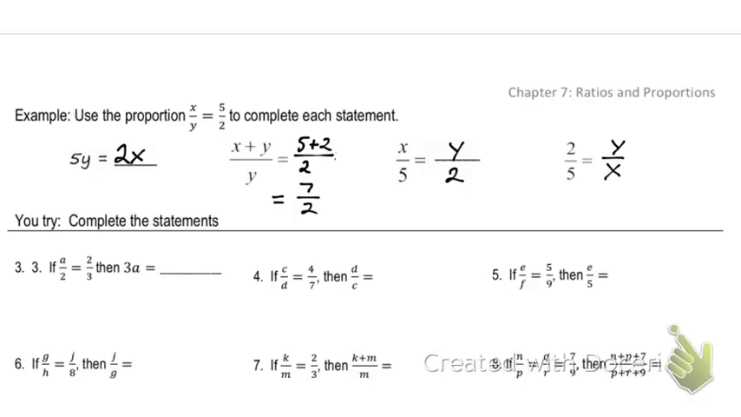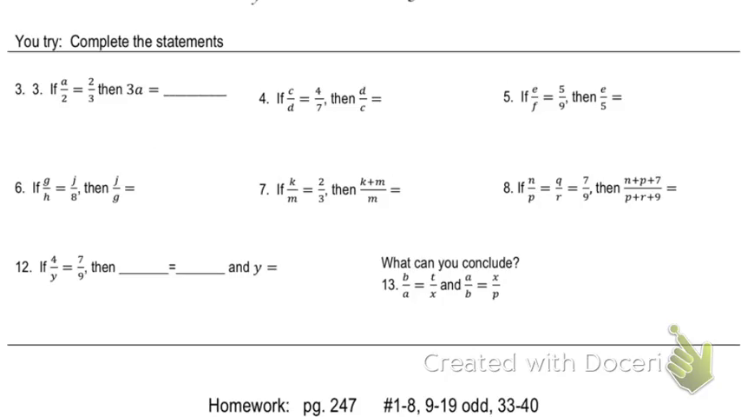All right, your job now is to complete the next few statements. So everything that's in this box. So 3, 4, 5, 6, 7, 8. I skipped 9, 10, 11, and I skipped to 12, 13, because those are straight from the book.